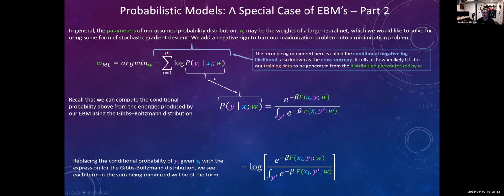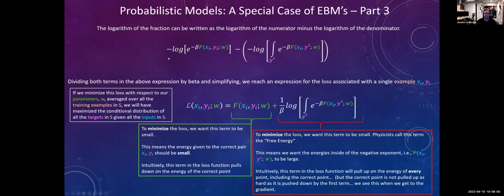And for this next step, we're going to have to recall that this conditional probability of y given x can be found from our energy-based model using Gibbs-Boltzmann. So if we take the expression for Gibbs-Boltzmann and we plug it in, each term in that sum looks like something at the bottom of the screen here. We have negative log of this fraction. Okay, so then we can recall that the log of a fraction can be rewritten as the log of the numerator minus the log of the denominator. And inspecting this, we see that log and log will cancel. We have some minus signs that'll cancel. So we can clean this up a bit.